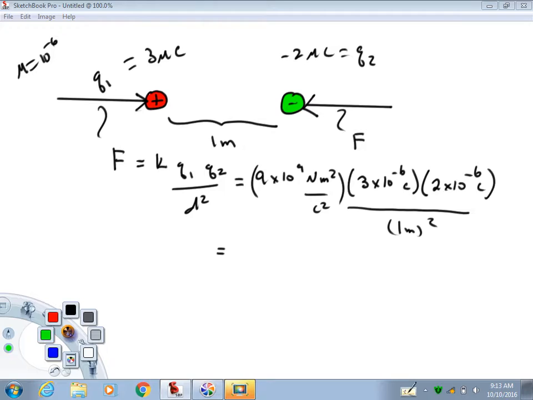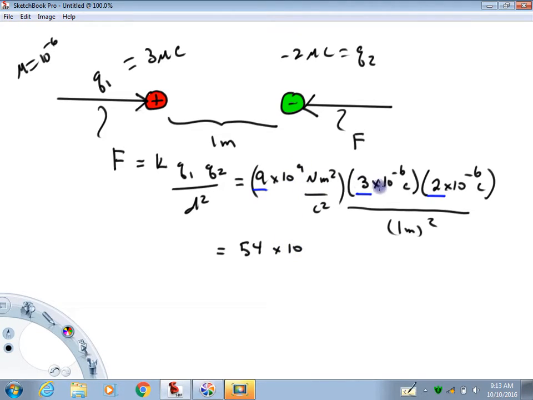Let's look at the easy numbers and the powers of 10. I'm going to circle these in blue, all right? The 9, the 3, the 2. Most people can multiply those out in their head. If they can't, use a calculator. 9 times 3 times 2, I believe, is 54. 27 times 2. So this is going to be 54 times, now what I'm going to do is do the powers of 10 in my head.